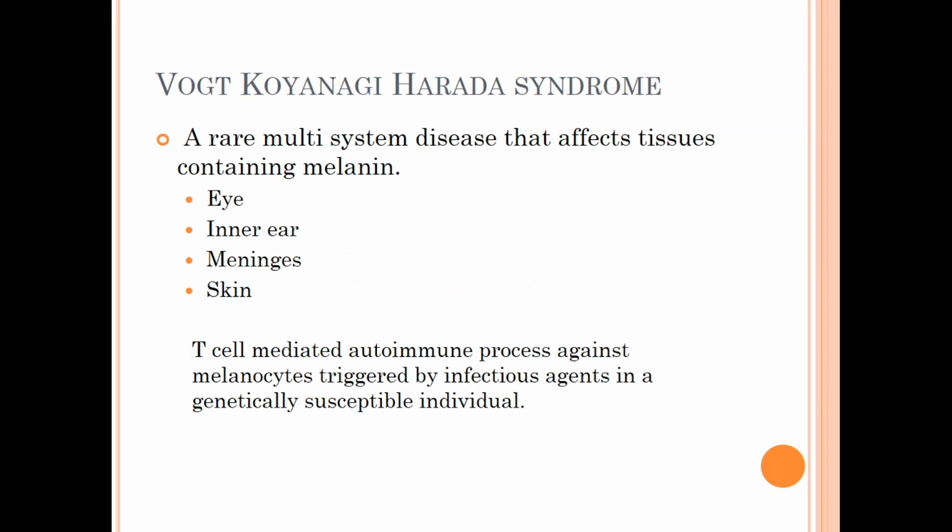And moving on to a rare disorder related to vitiligo, Vogt-Koyanagi-Harada syndrome. It's a rare multisystem disorder that affects tissues containing melanin, including eye, ear, meninges, and the skin. Again, it is mediated via an autoimmune process, and therefore they can have other autoimmune manifestations as well.